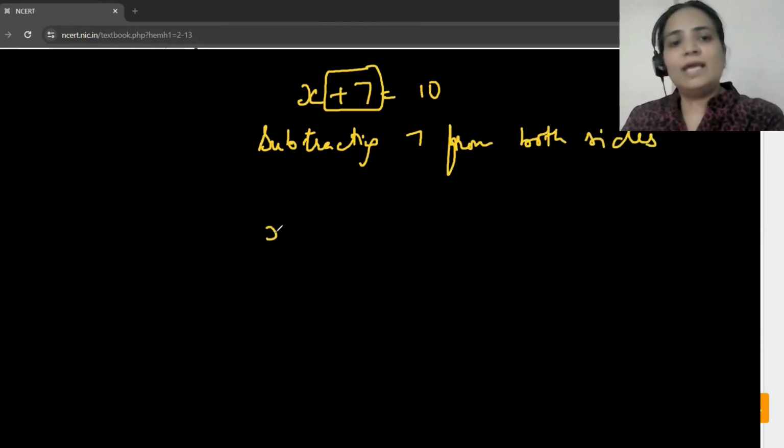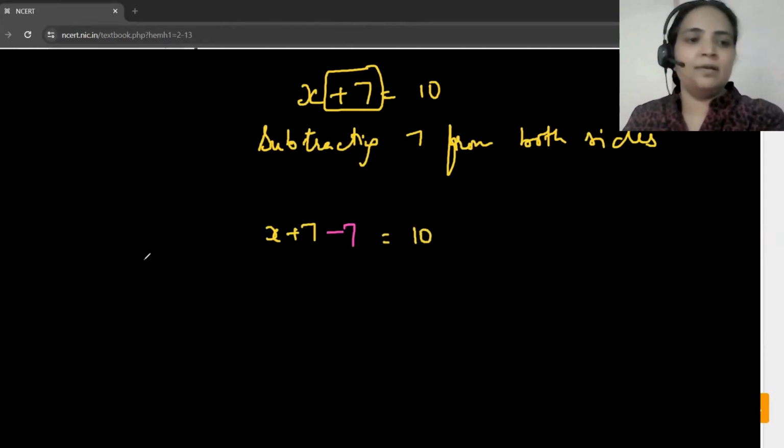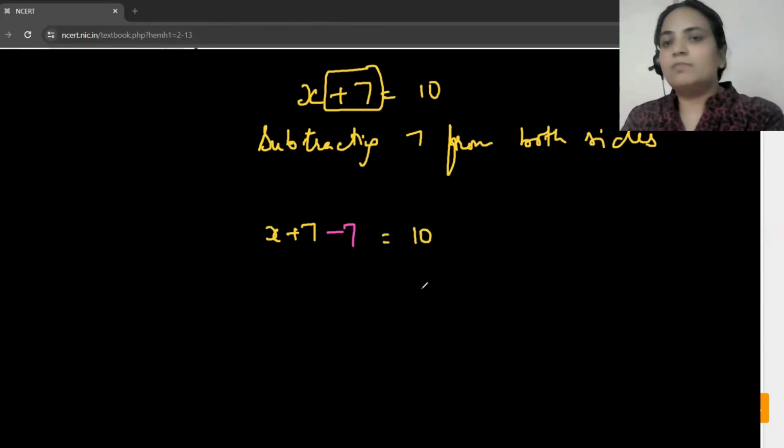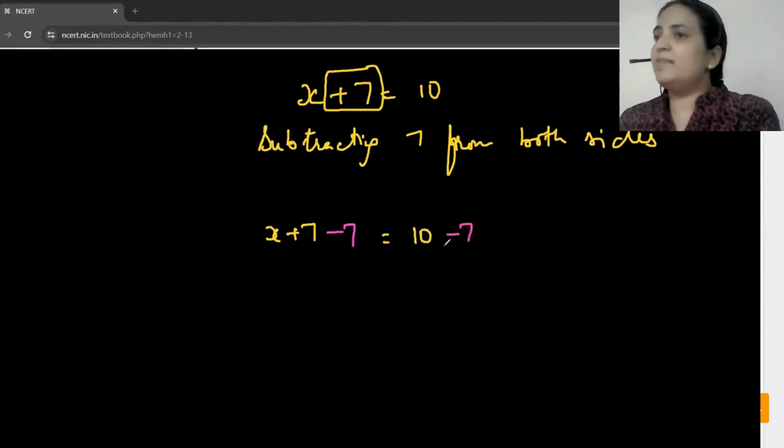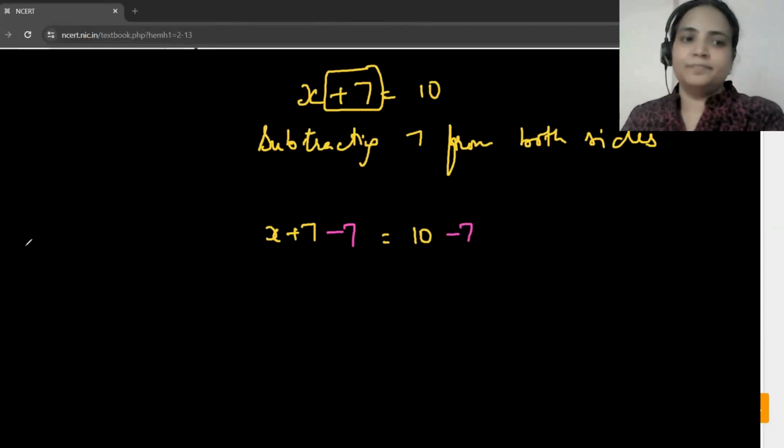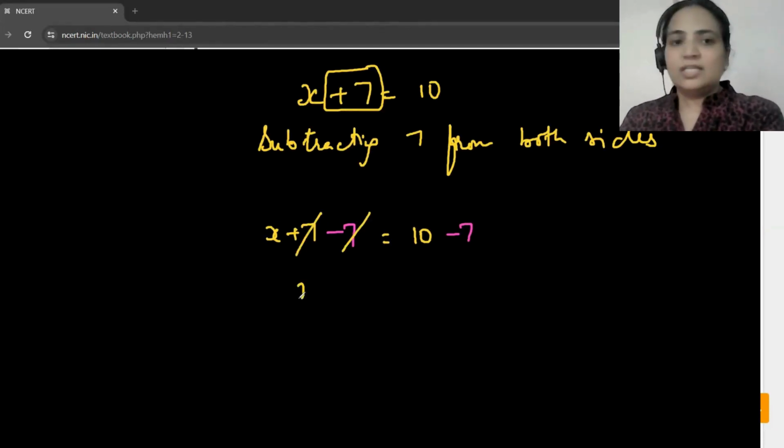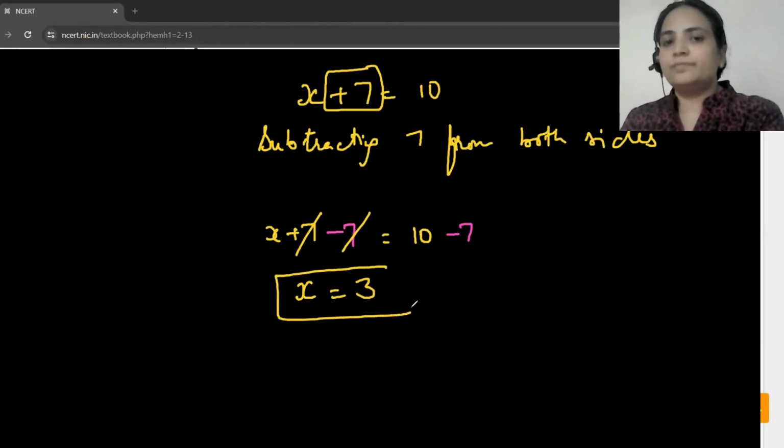So it will be x plus 7 minus 7 equals to 10 minus 7. Did you see this, subtracting 7 from both sides? Right? Now this will get nullified. This will be x alone. And this is 10 minus 7, which is 3.